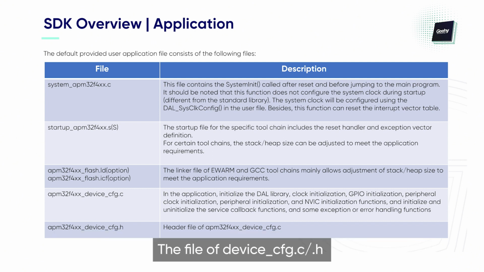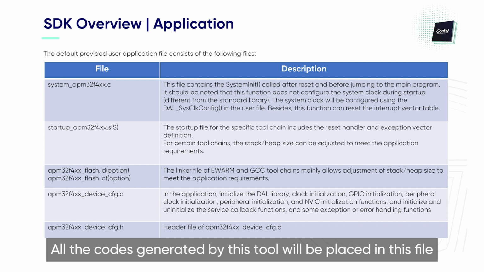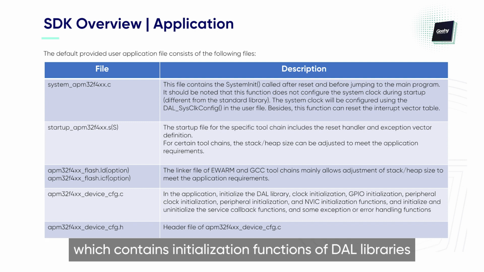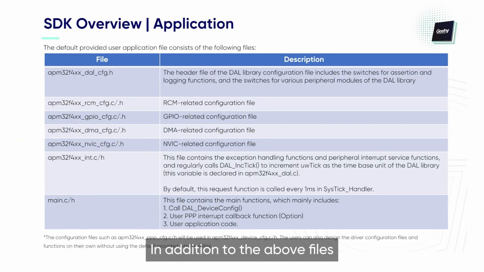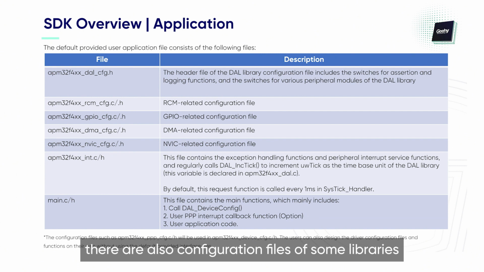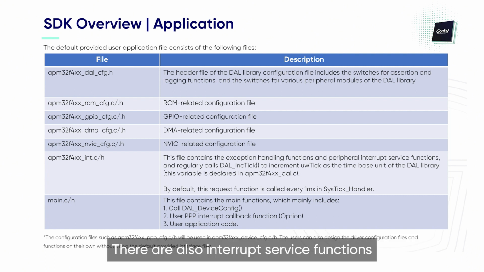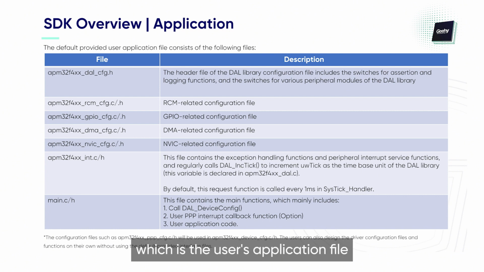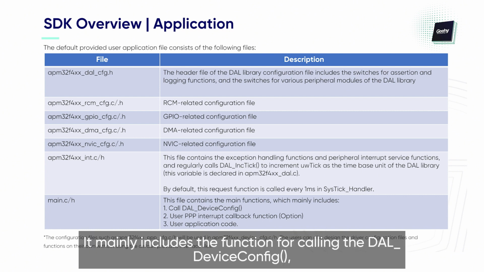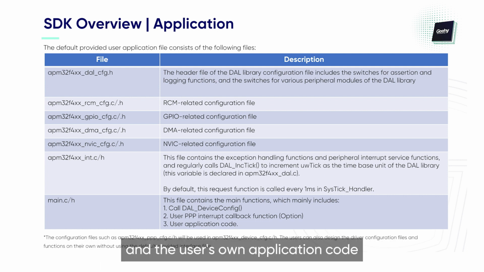The file of device cfg.c.h will be used in a graphical generation tool that will be launched later. All the codes generated by this tool will be placed in this file, which contains initialization functions of DAL libraries, clocks, and peripherals. In addition to the above files, there are also configuration files of some libraries and some related configuration files of each peripheral service. There are also interrupt service functions and a main.c.h, which is the user's application file. It mainly includes the function for calling the DAL device config, the callback of the user's peripheral interrupt, and the user's own application code.